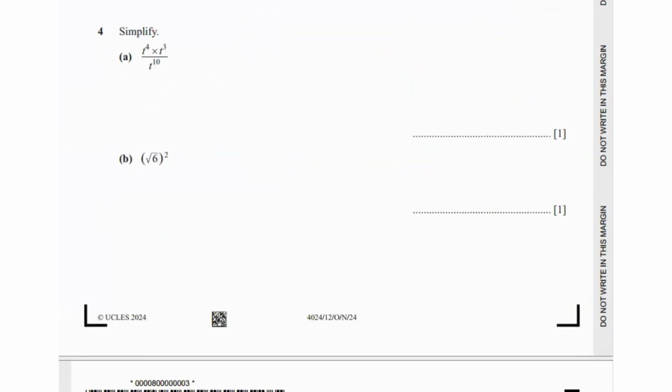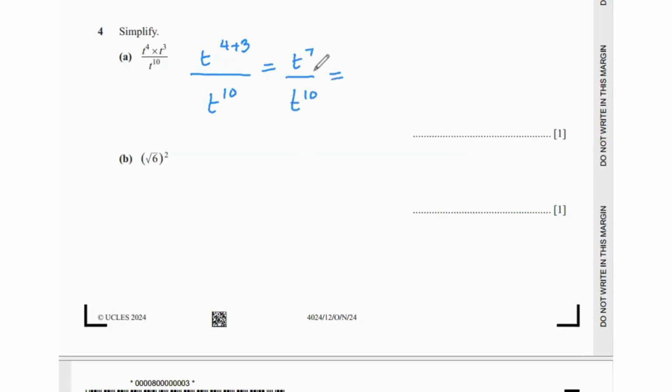Then it says simplify t to the power 4 times t cubed over t to the power of 10. So this is a part of rules of indices. In rules of indices, the same base over here is t, and the powers are 4, 3, and 10, as you can see. So if you're multiplying the same base, you add the powers. If you're dividing the same base, you subtract the powers. So first in the numerator, we're going to add the powers. Base will remain the same, which is t. So that gives us t to the power of 7 over t to the power of 10.